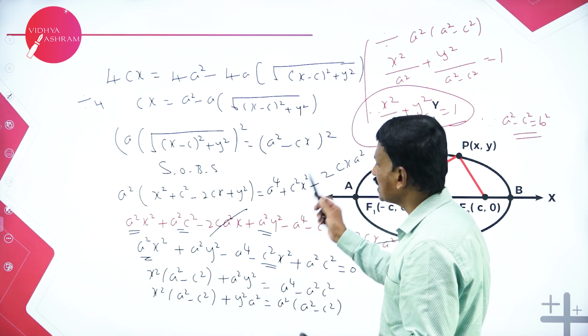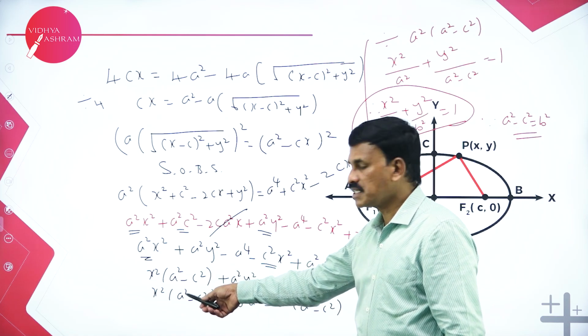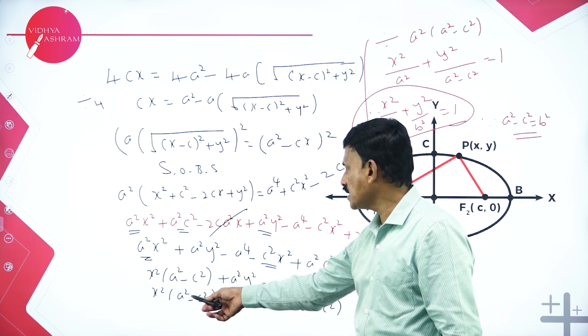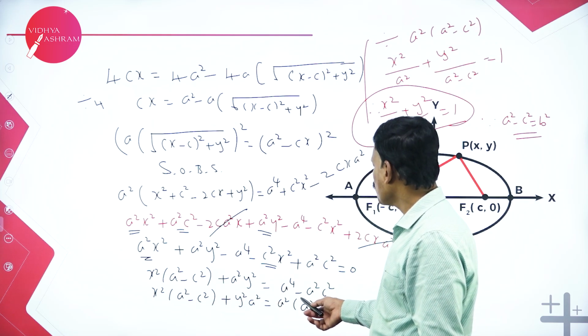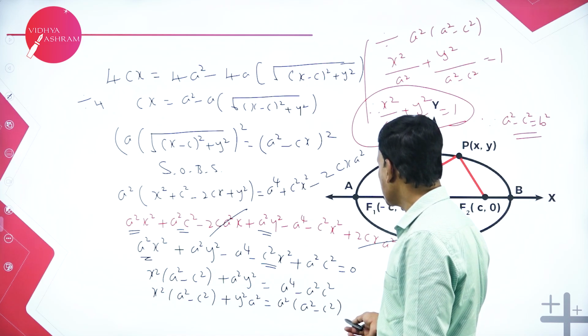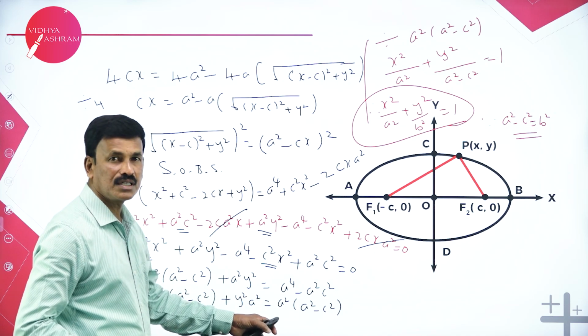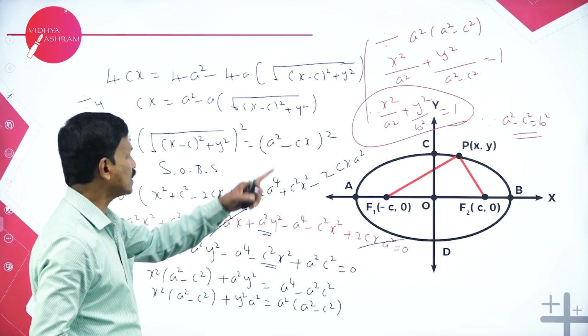So just simplification: squaring on both sides, cancel the terms which get cancelled, equate the terms containing x square, take common factor a square minus c square, y square a square, and for the constant we can take a square common factor, a square into (a square minus c square). So the right hand side should be equal to 1, divide by this entire quantity a square into (a square minus c square), term by term division.